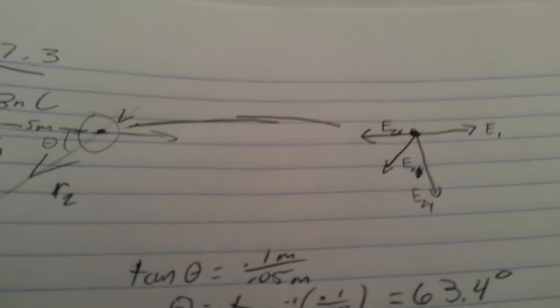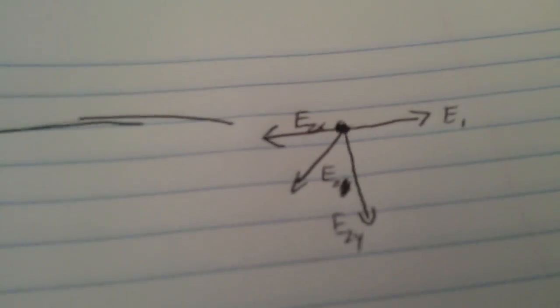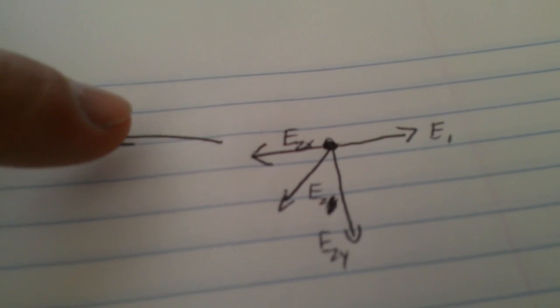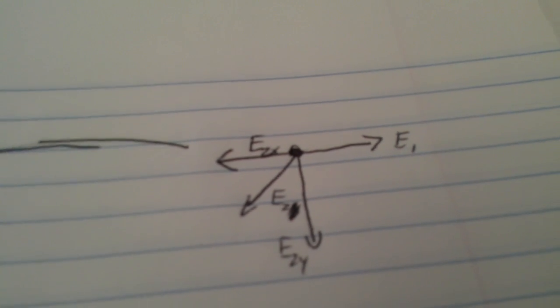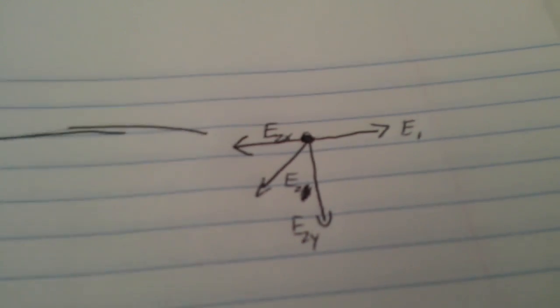So that's the diagram. And here's a little more of a zoomed in diagram on the point, and that shows the electric field in each direction. There's the x and y components of E2 from the negative charge, and then E1 only has an x component because it goes directly straight on the same axis.